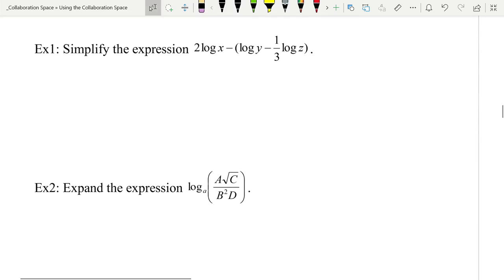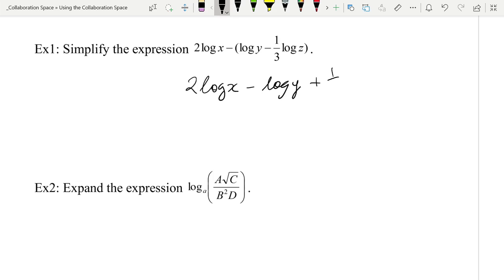All right. Check this out. Simplify the expression 2 log x minus, big bracket, log y minus 1/3 log z. What am I doing? Step 1 is I'm going to distribute the negative. I want that bracket to go away. So that's going to be 2 log x minus log y plus 1/3 log z.